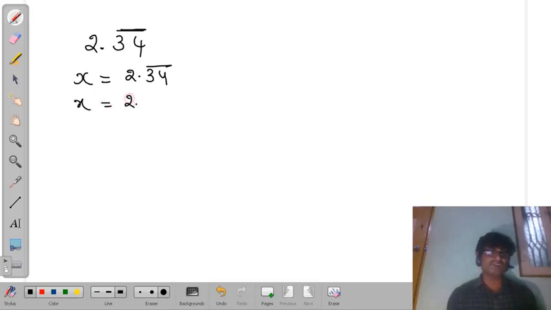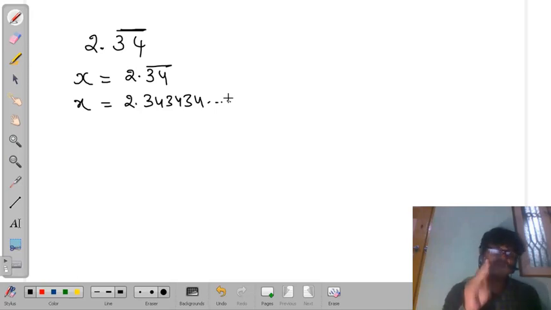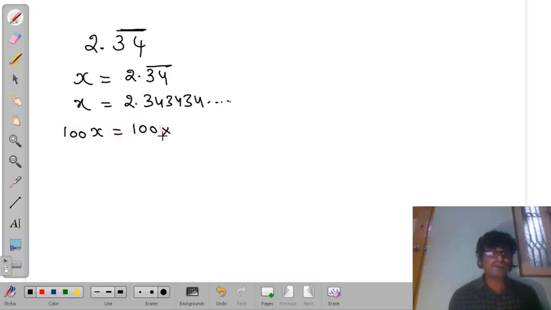Let us expand this one: 2.343434 and so on. Under the bar we have how many digits? Two digits. So we need to multiply both sides with how much? 100. So write 100 times x equal to 100 times 2.343434 and so on.